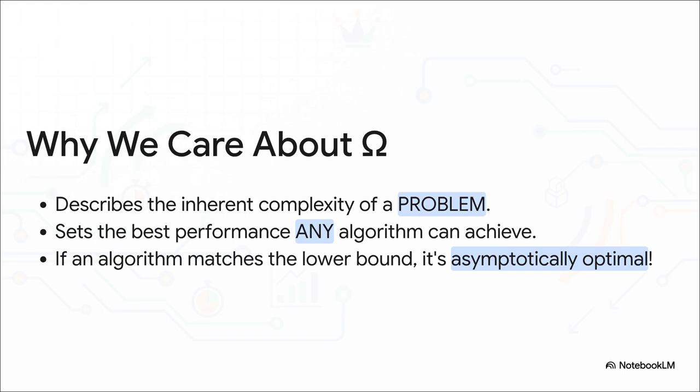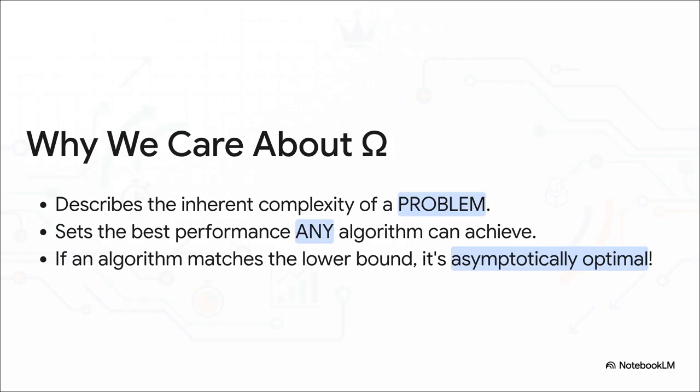But honestly, here's the biggest, most mind-blowing idea of all. Omega isn't just about one single algorithm. We can use it to talk about the built-in, inherent difficulty of an entire problem. For sorting, it's been proven that any comparison-based sorting algorithm has a floor of omega n log n. So if you come along and design a sorting algorithm that has a worst case, a ceiling, of O(n log n), you've basically won. Your algorithm's ceiling matches the problem's floor. It is asymptotically optimal. You literally cannot do any better.